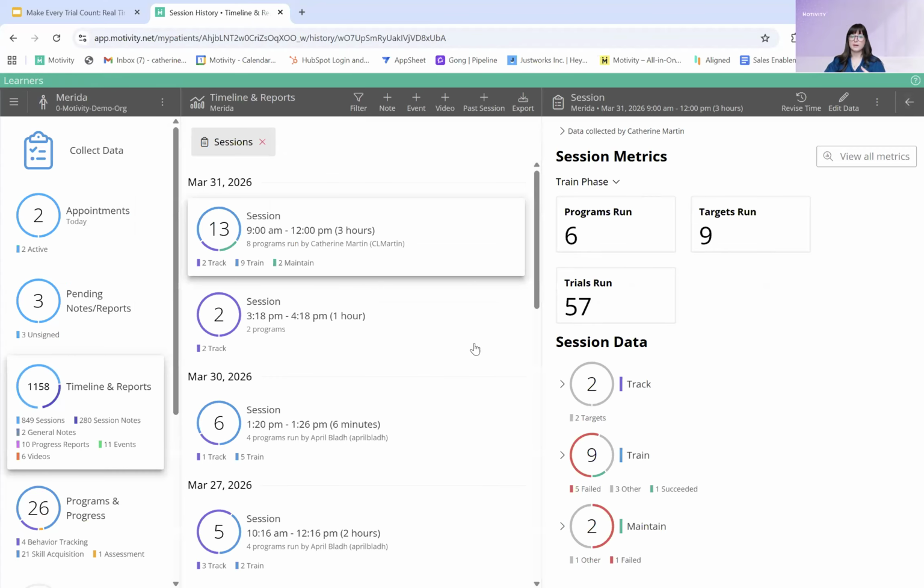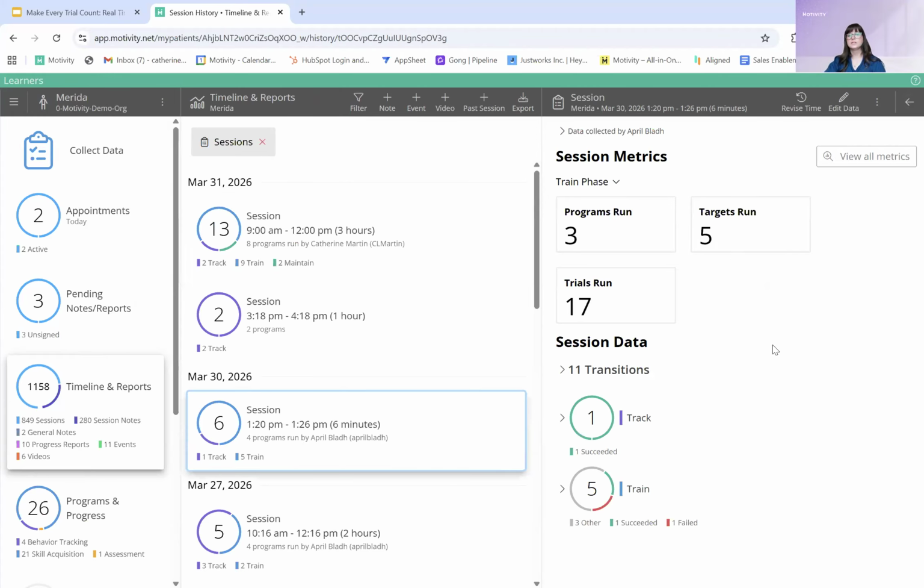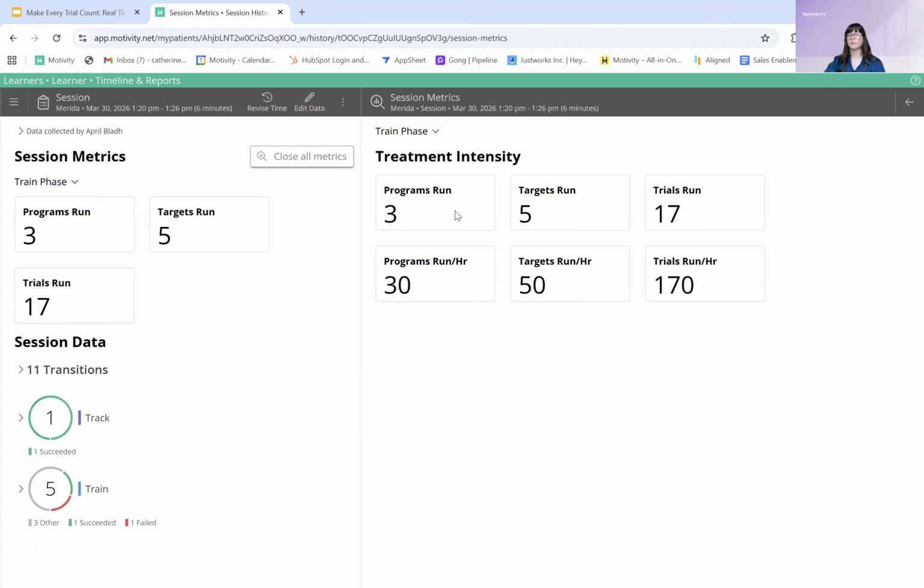Now I can quickly go compare it to another session. So now here was Catherine's session. The day before, April had a session. Okay, we see it's similar in terms of the programs. Well, excuse me, we see it's different in terms of per hour or total, but now I see a total difference in per hour. That might also red flag to you.